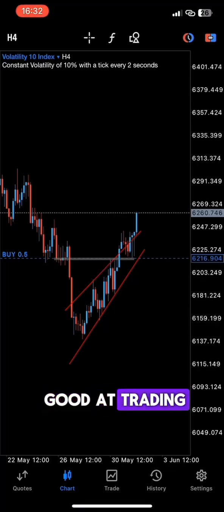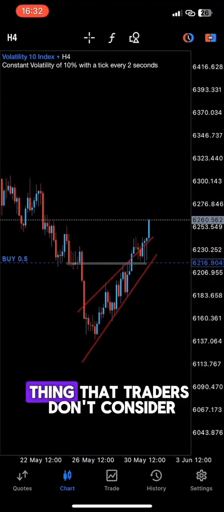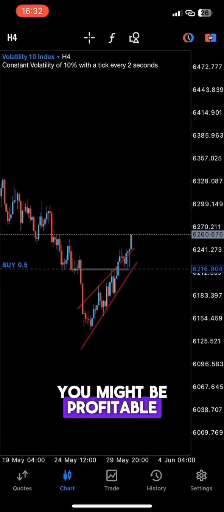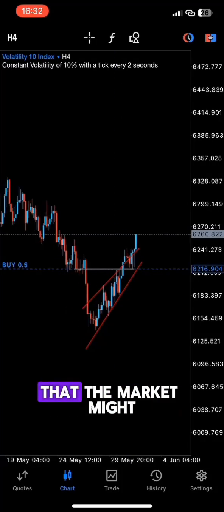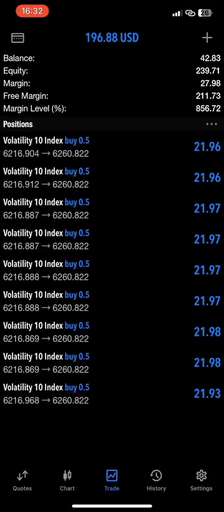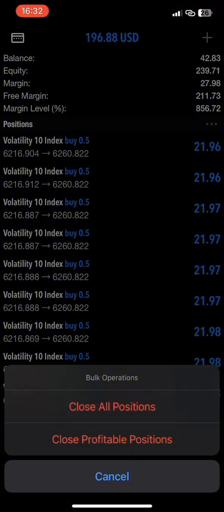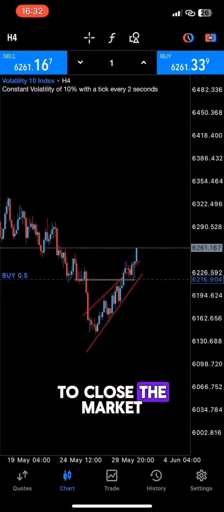Perhaps you are very good at trading, but that's one of the most things that traders don't consider when they are trading. You might be profitable, but what are you doing about it? Because you are always afraid that the market might go the other way. Anyway, now we're on $196 profit. So it's actually safer to close the market.